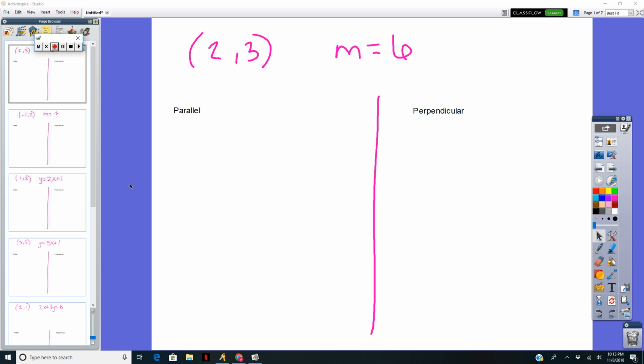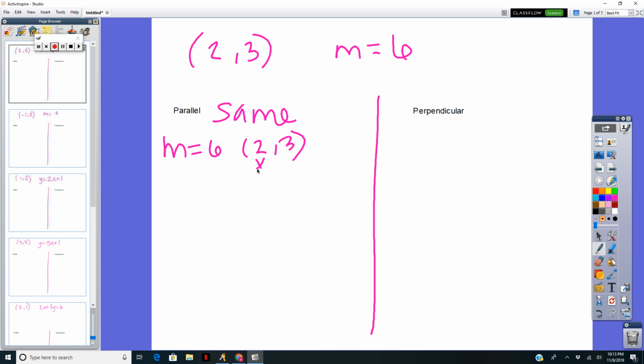Alright guys, so in this quick little video I'm going to review with you how to work with parallel and perpendicular lines. So they're usually going to give you a point and a slope, and they're going to tell you to write the equation of a line that is parallel to the line that goes through (2, 3) and has a slope of 6. Parallel lines have the same slope, so the slope that I'm going to use is 6, and I'm going to use the point (2, 3).